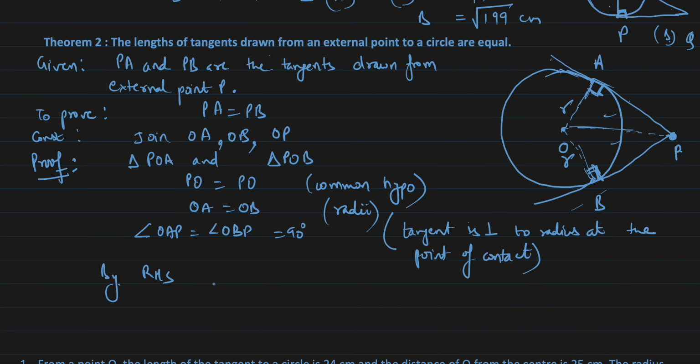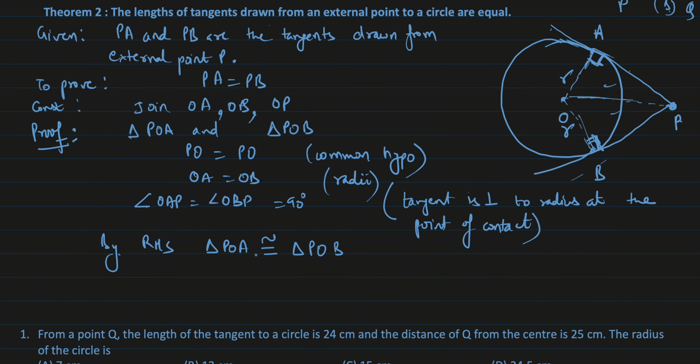By RHS, triangle POA is congruent to triangle POB. So both the triangles are congruent, and from here I can say that PA equals PB by CPCT, hence proved. So students, this theorem is important and its proof is also important. It generally comes in exams either for 2 marks or you'll use it to solve a lot of questions.